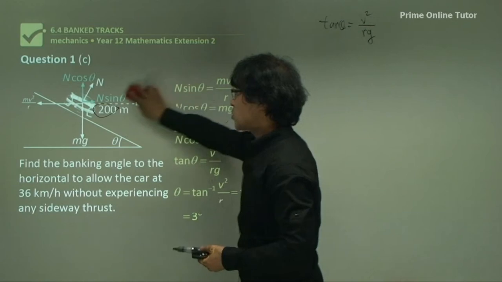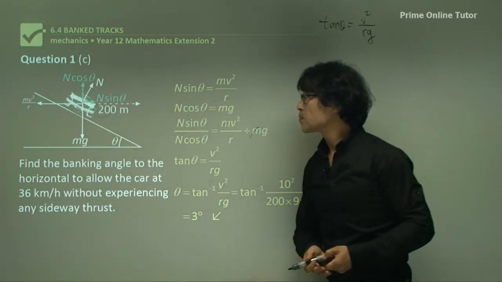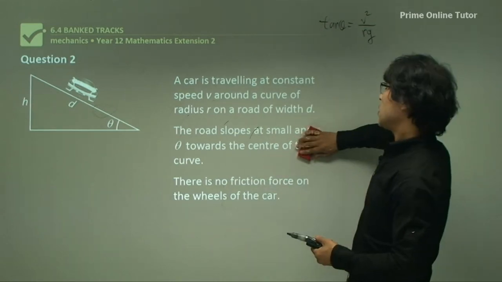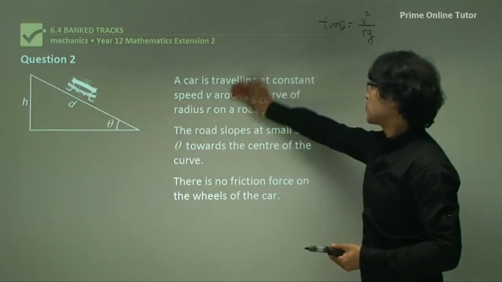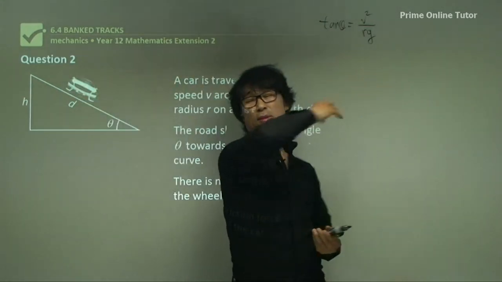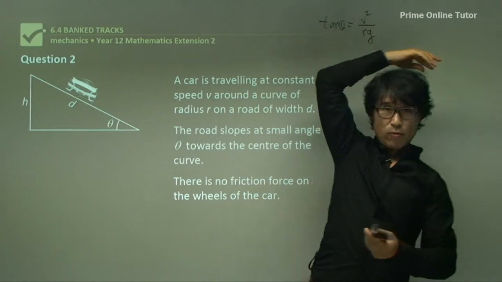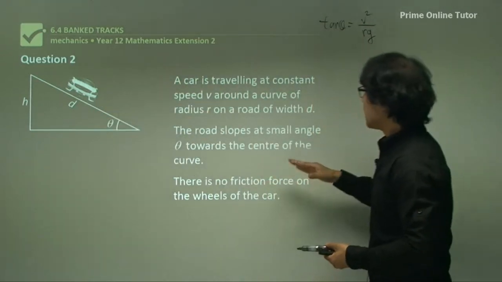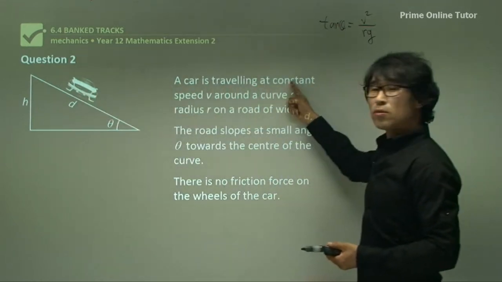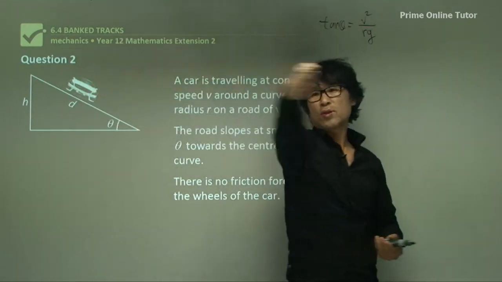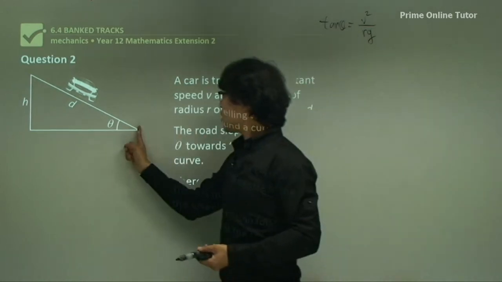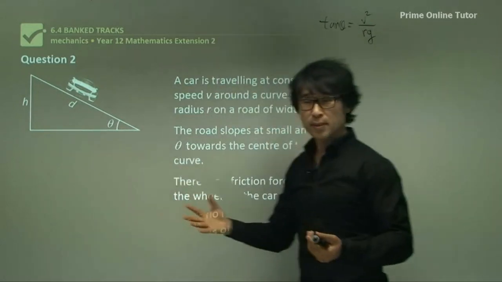So let's move on to the second question. It's slightly different. A car is traveling at constant speed, moving in this direction and making a big circle, with a radius of r, say 200 meters. And the road has width d, from here to that is d meters.